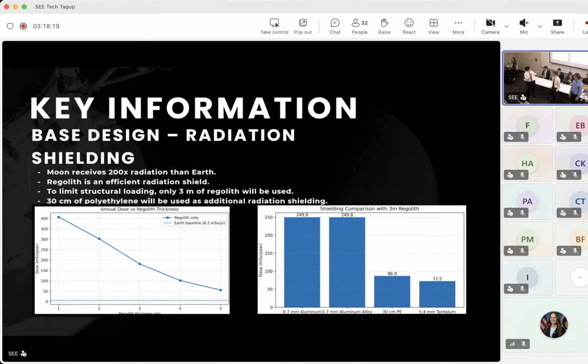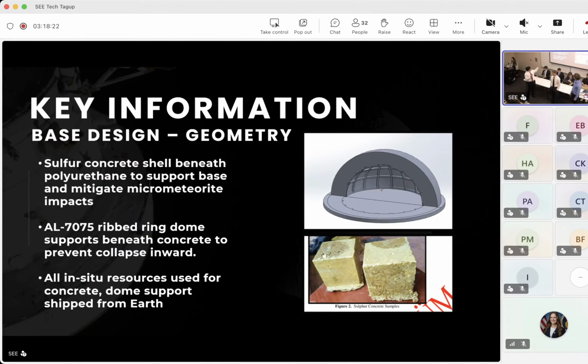Next slide. So on the base geometry component for the base design subsystem, this is underneath the polyethylene liner. We have a sulfur regolith concrete layer, mainly meant to protect against micrometeorites and also to support the base's structure. Underneath that, we have an aluminum 7075 ring dome that is meant to support the concrete structure and the weight of the base from collapsing inwards on top. You can see there's a little bit of a render there on the top right. And the sulfur concrete can be made from in-situ resources entirely, and the aluminum 7075 dome would be shipped in.